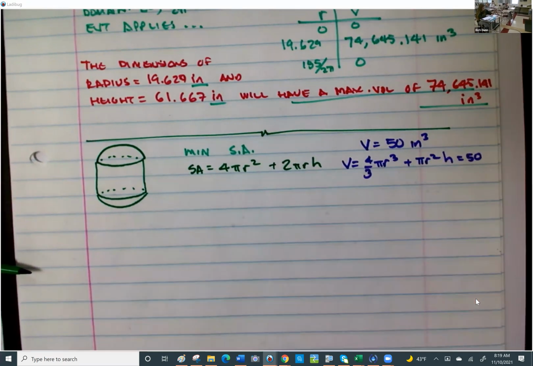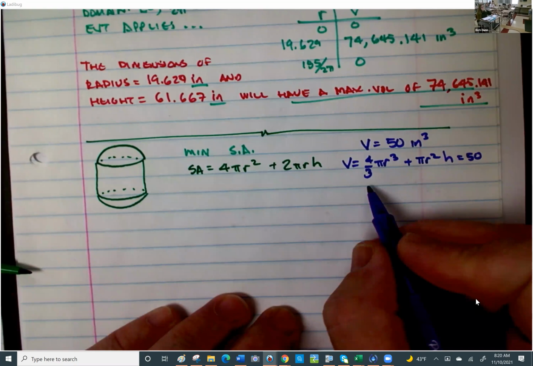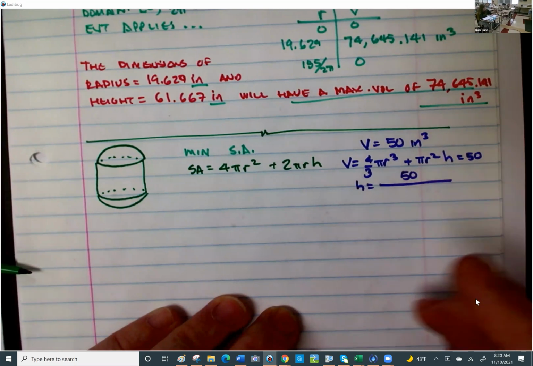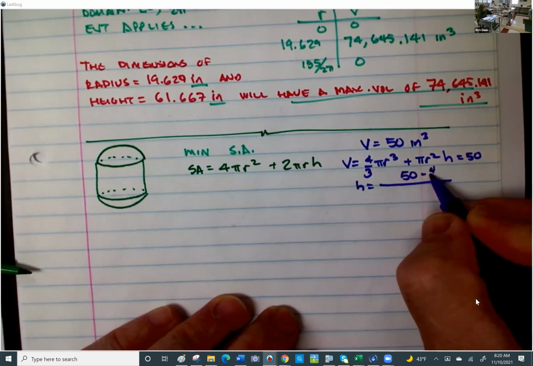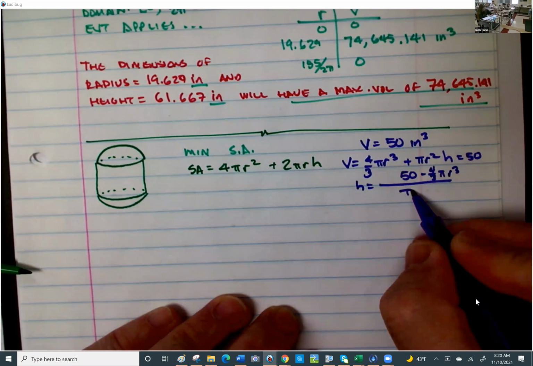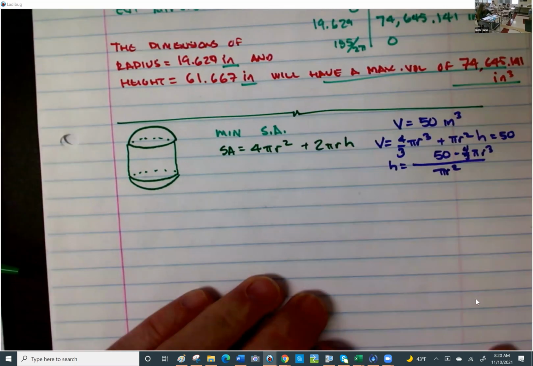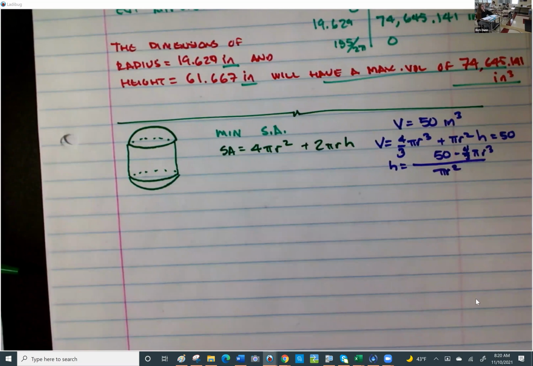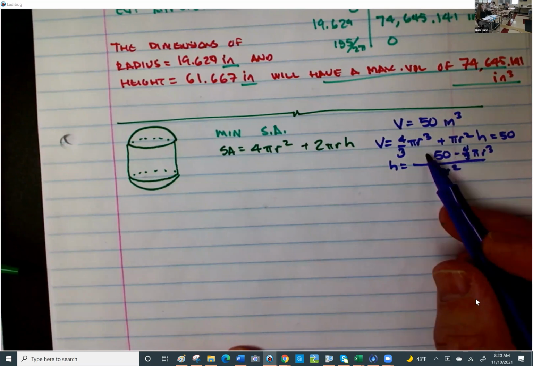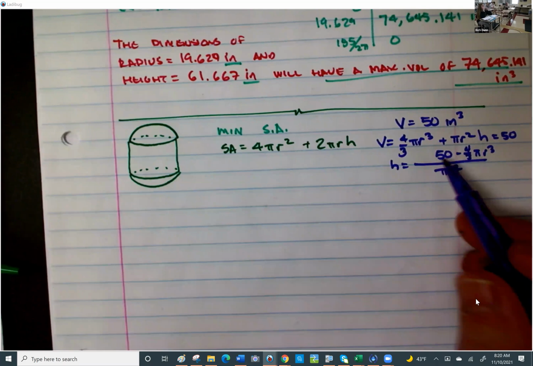Now, which one are we going to solve for here? Solve for h. I'm sure everybody would agree. H is going to be 50. First thing we would do, we'd have to subtract the 4/3 pi r cubed and then divide by pi r squared. Yes. Why can't I just move the 3 to the bottom? If I did, the 50 would have to be 150. Okay, so I'd have to factor out a 1/3 out of that.